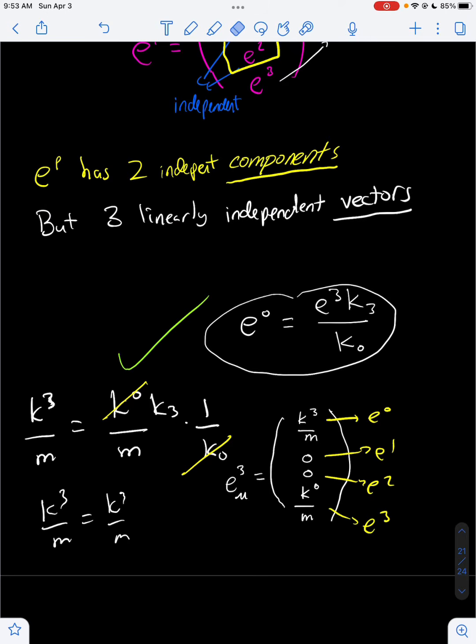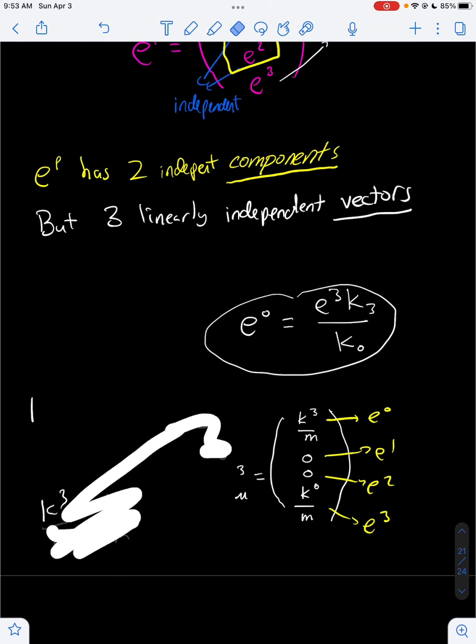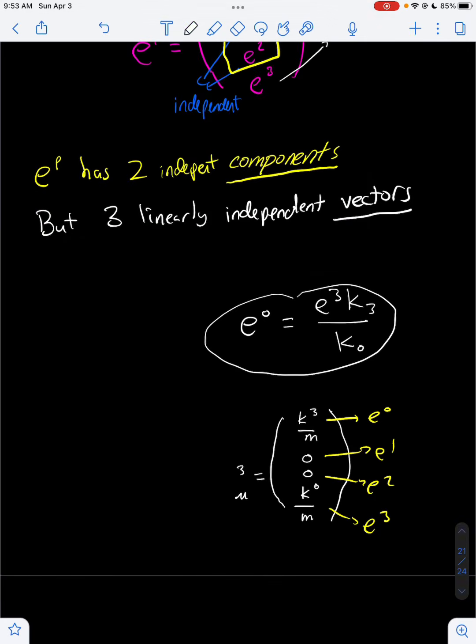So this does work as a third polarization vector. Now, you guys might be wondering, why do we have this pesky mass term here? That's just for normalization. We can take the dot product of E3. Also, this is going to be called EL, by the way. By convention, we like to call this EL.